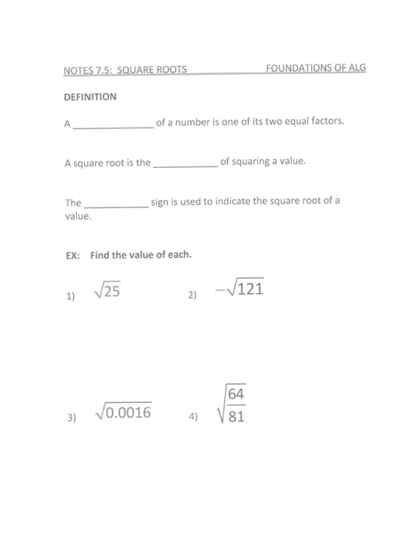In 7.5, we are going to talk about square roots. A square root of a number is one of its two equal factors. And the square root is the opposite of squaring a value.